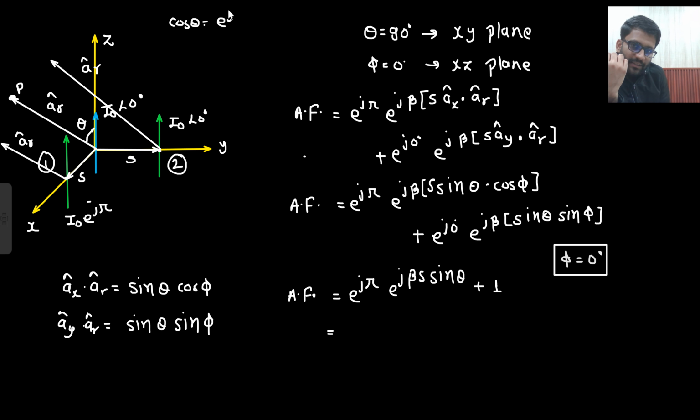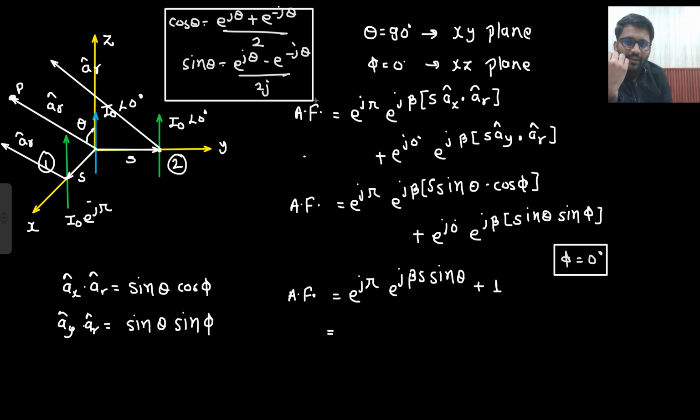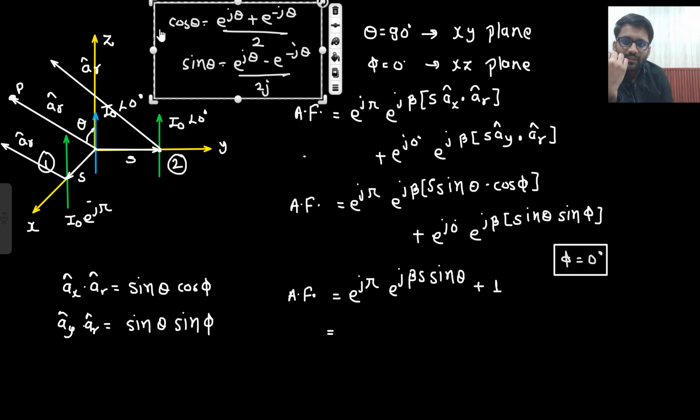My cos theta is e to the power j theta plus e to the power minus j theta divided by 2. And another thing I remember is that e to the power j theta minus e to the power minus j theta divided by 2j is equal to sin theta. So I will try to get this expression. My target would be getting this expression. So how can I target getting this expression?